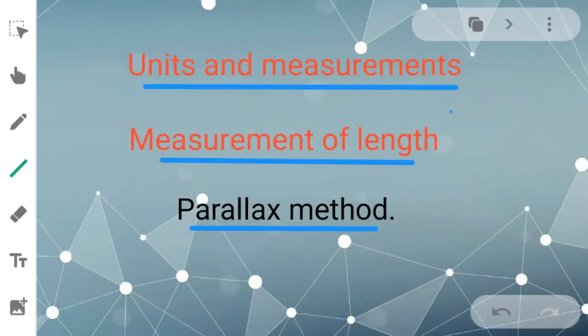Hello students. So today we'll see another topic on units and measurement. That is measurement of length. In measurement of length, we will particularly see the parallax method.